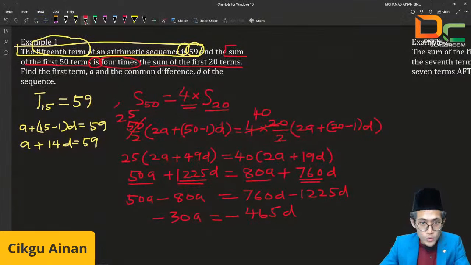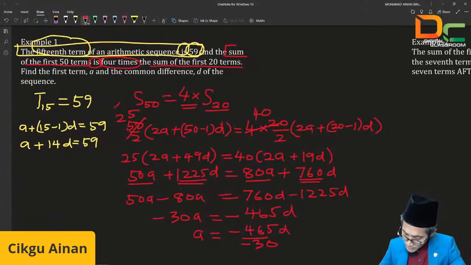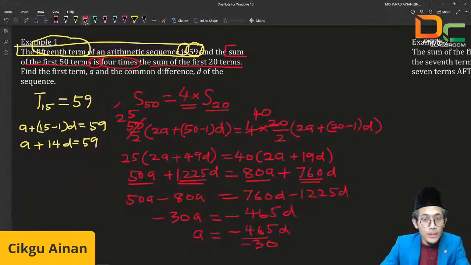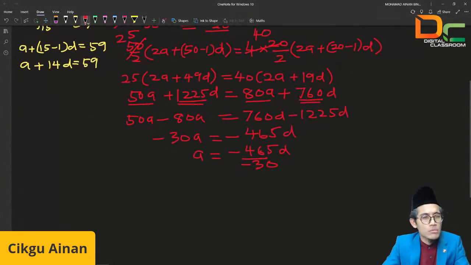And then we divide minus 465D by minus 30. So we get 31/2 D. We haven't substituted yet with that one, we just substitute this one.